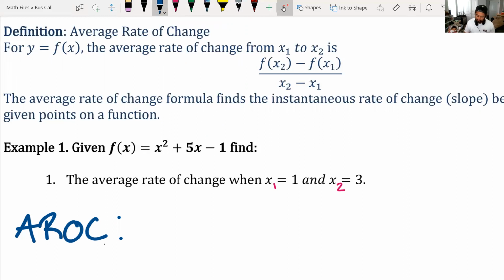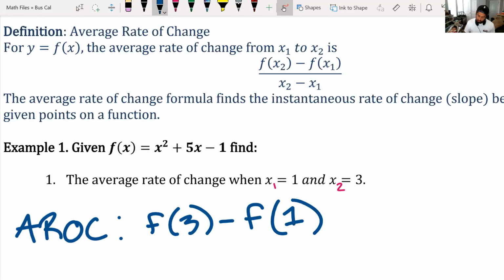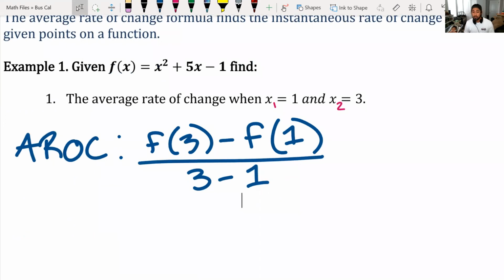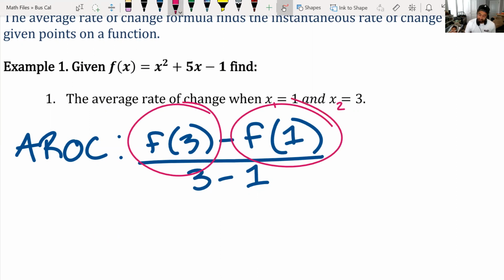Okay, so for my average rate of change, we're going to get f of x2, which is 3, minus f of x1, which is 1, all over x2, which is 3, minus x1, which is 1. And now we do have to figure some things out. We need to know what is f of 3 and what is f of 1. And what that means is to take 3 and plug it into the function above for every x. And then after we do that, we're going to take 1 and plug it into the same function for every x. So let's do that.